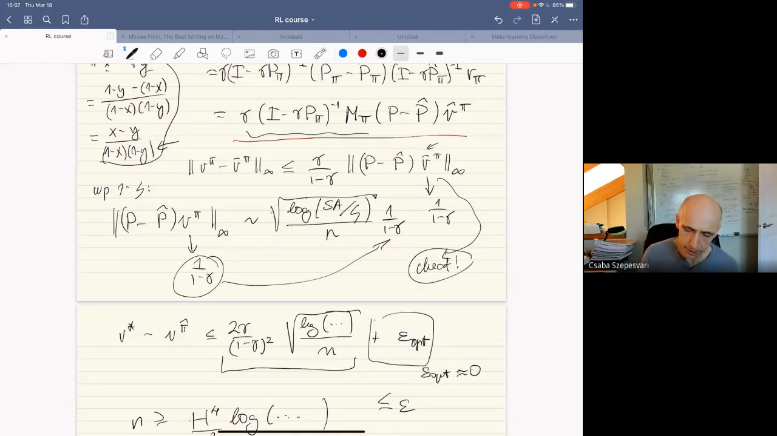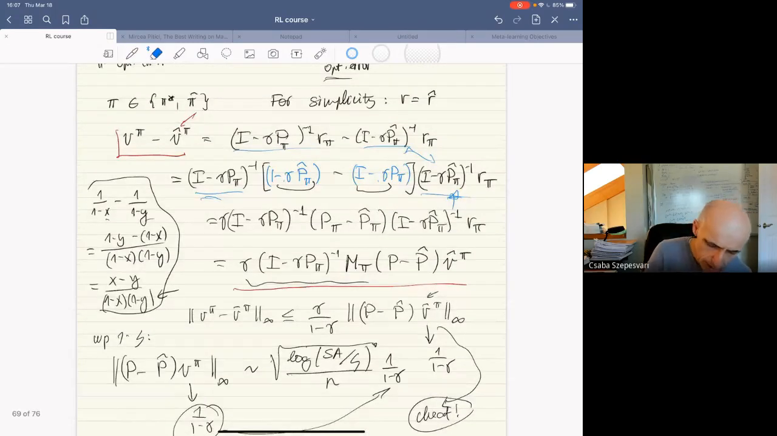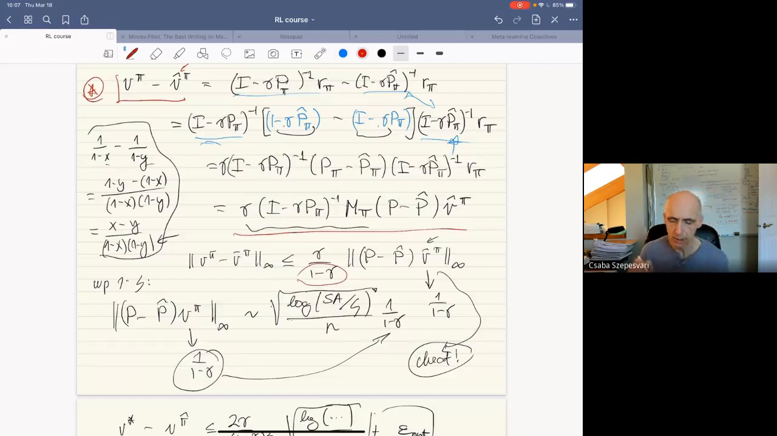Well, we see where the 1 over 1 minus gammas are coming from. There is a 1 over 1 minus gamma coming from this calculation here, which was just this value difference identity. You can't really do much with that. And there is a second 1 over 1 minus gamma that's coming from here, when we just apply Hoeffding's inequality for each state action pair and then use the union bound. And this is where the looseness is. So this is loose.